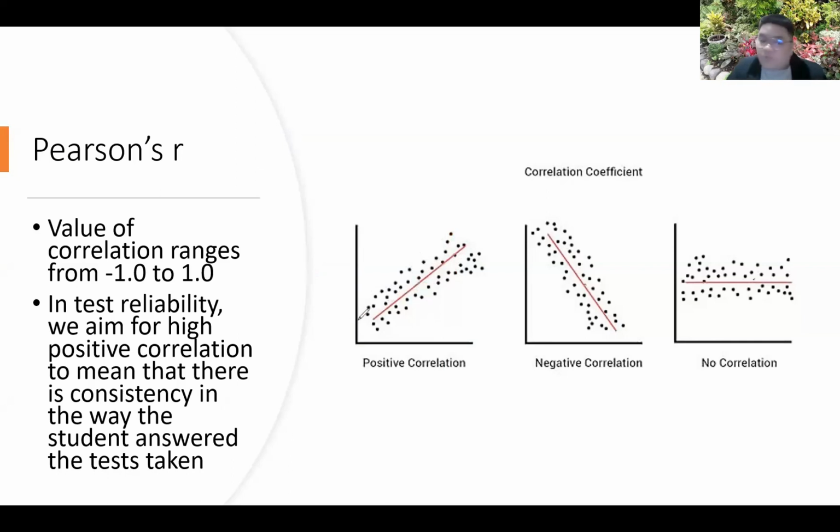Now, after you have plotted the data, if it appears that all the dots are clumped in this direction, I can conclude that there is a positive correlation. And when I say positive correlation, class, it means that when one value increases, the other value also increases. Okay? It's like this.